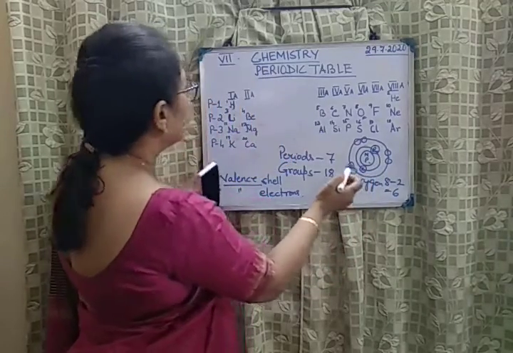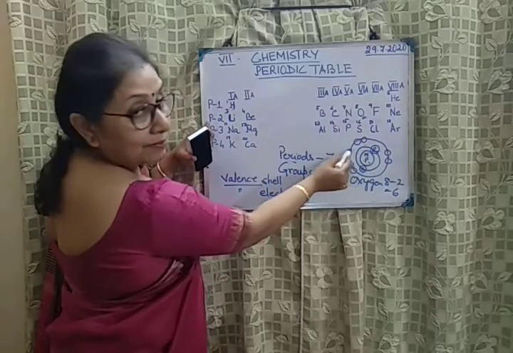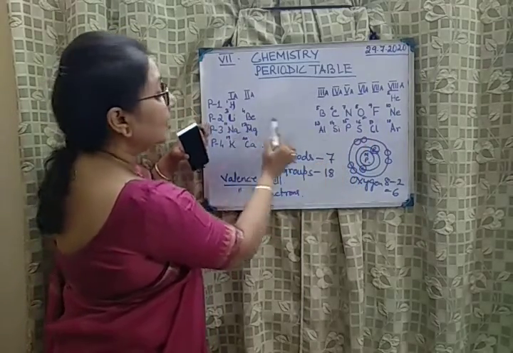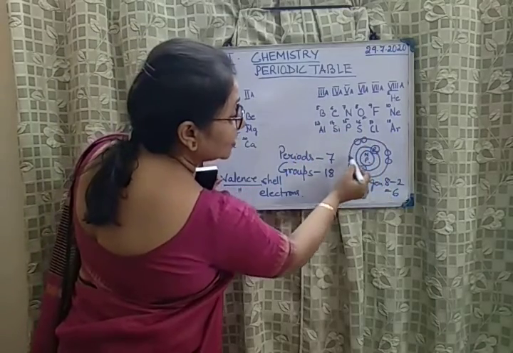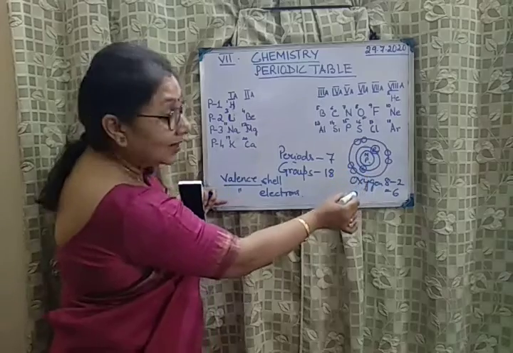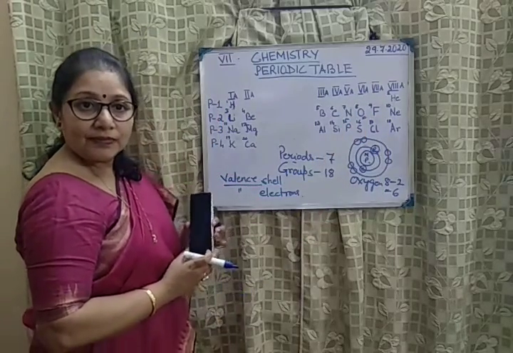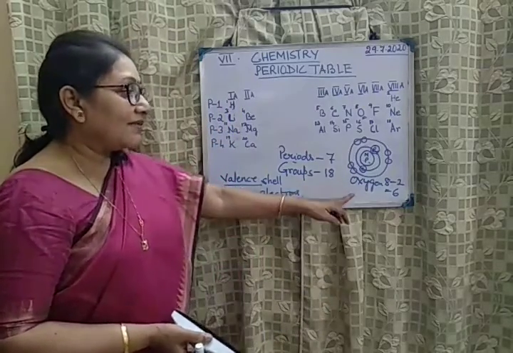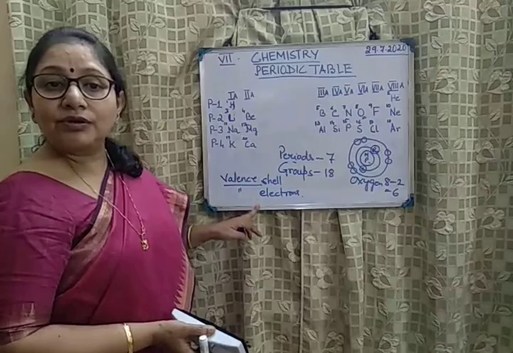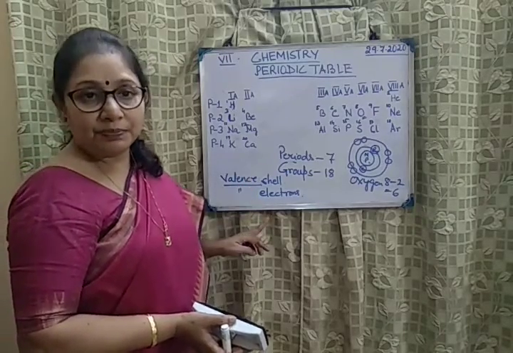How many shells are involved in the case of the oxygen atom? 2 shells. So you will find it is placed in the second period, because the number of shells denotes the period number of an element, and it has 6 electrons in its outermost or valence shell. So it is placed in group number 6. It is seen that all elements having the same number of electrons in the valence shell will have the same chemical properties as well.